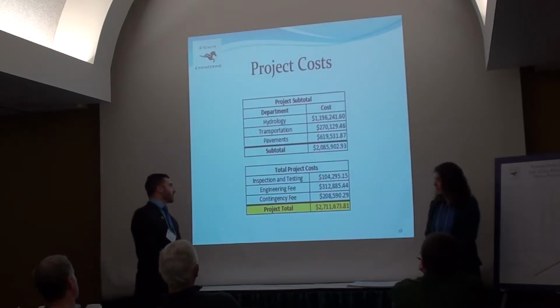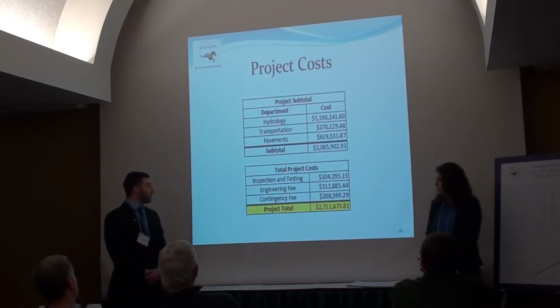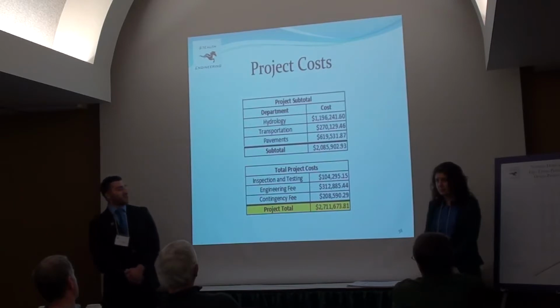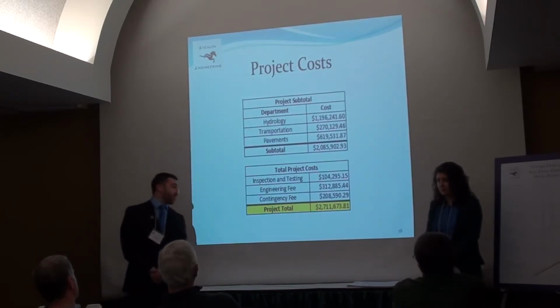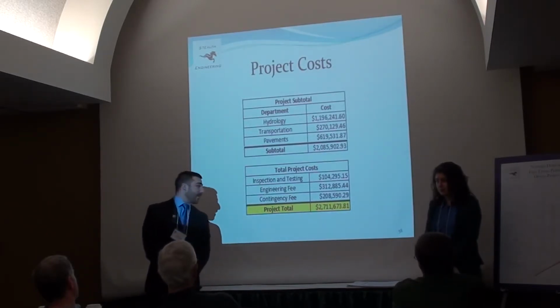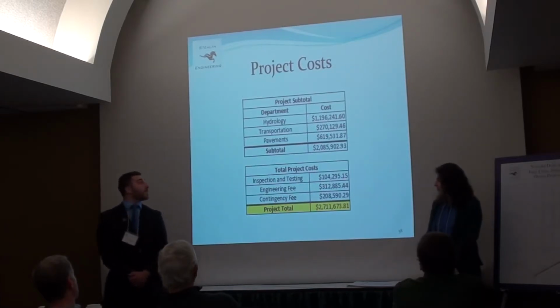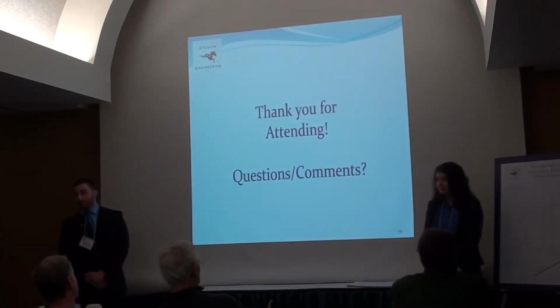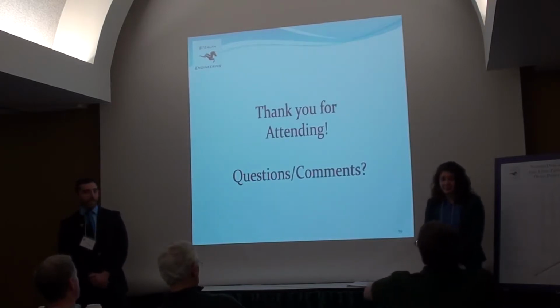And some other costs to be considered are that of inspection and testing, approximately 100,000. Our engineering fee, approximately 300,000, and finally a contingency fee, which essentially just serves as a buffer of our estimate. All coming to a project total of approximately $2.7 million. And now we'll open it up for any questions or comments. Thank you. Start on this end of the side.